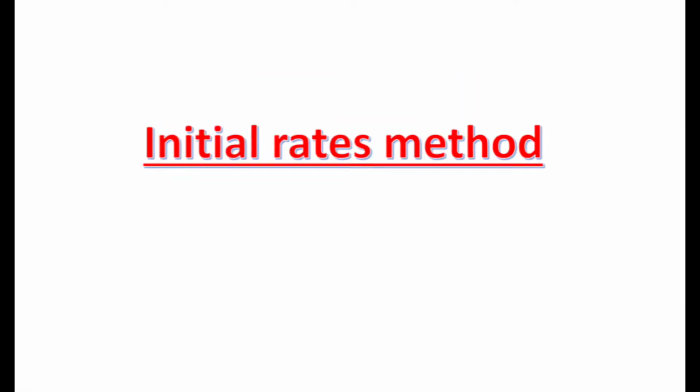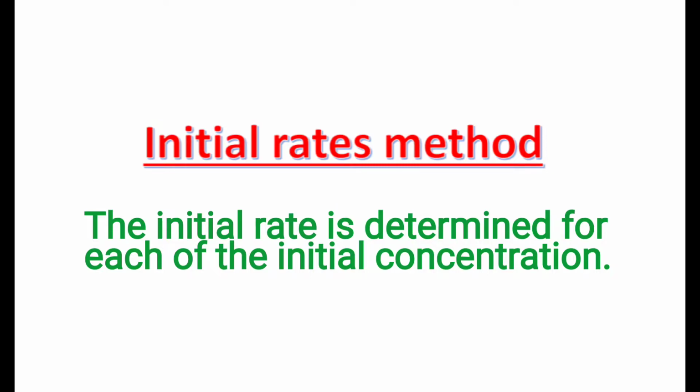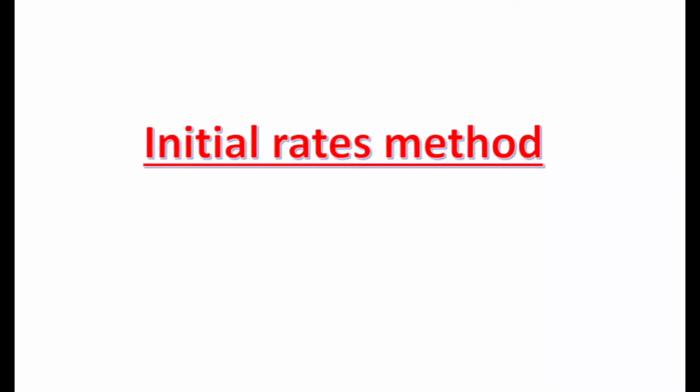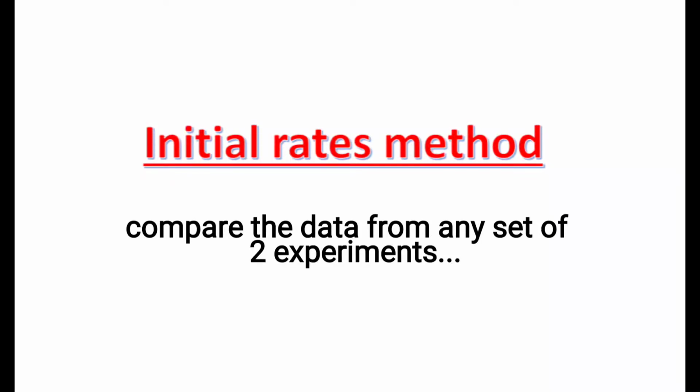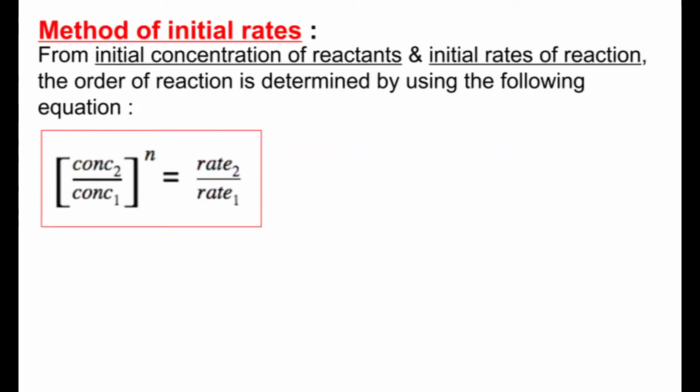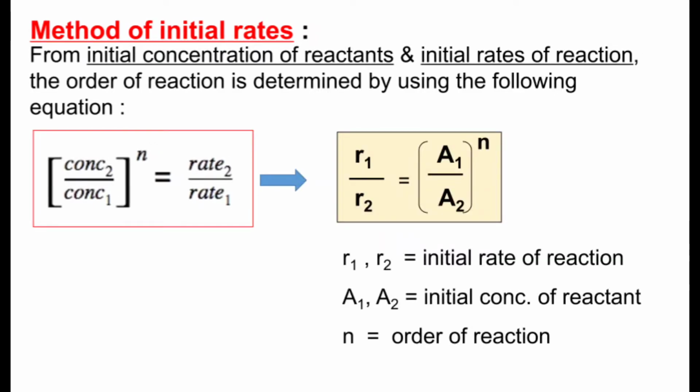In this method, several experiments are carried out using different initial concentrations. Then, the initial rate is determined for each of the initial concentrations. To determine the order of reactions, we compare the data from any set of two experiments, write the rate law, and divide them to see how the rate changes. Then, set up a ratio of concentrations and rates to fix the rate law equation. Therefore, you can use this equation to determine the order of reactions.